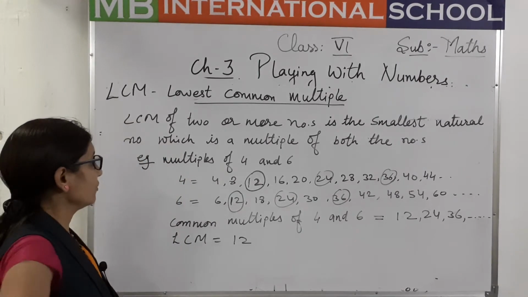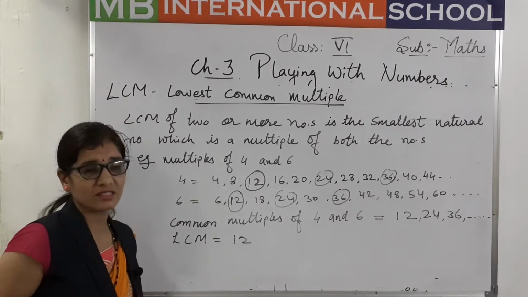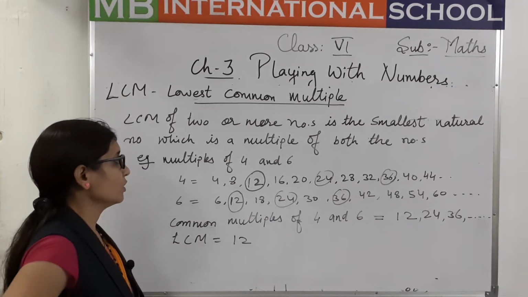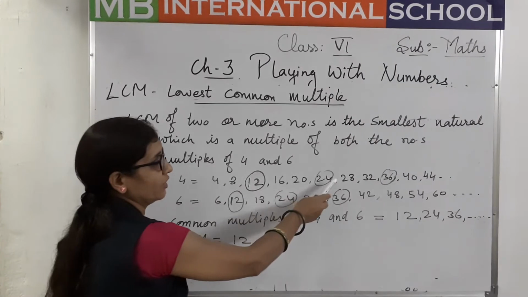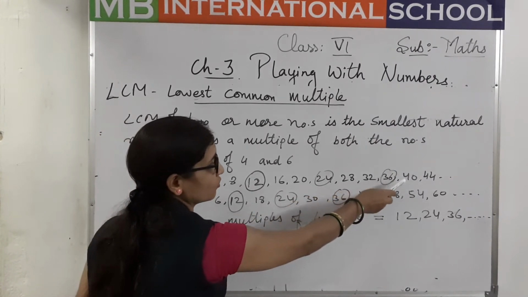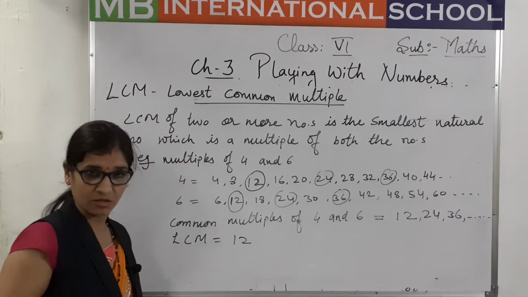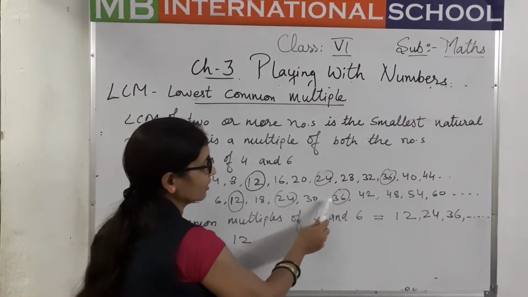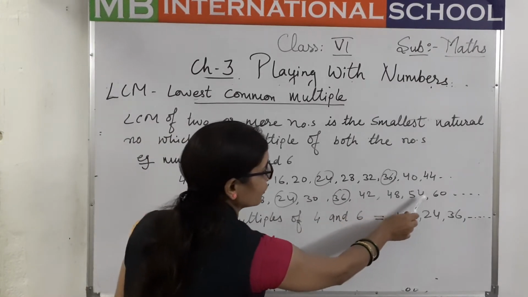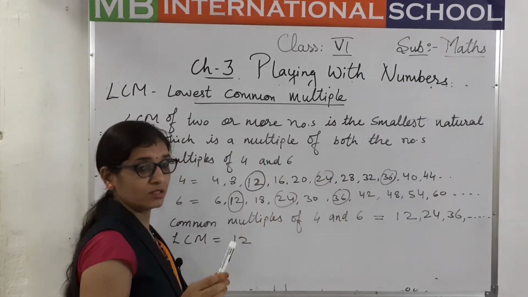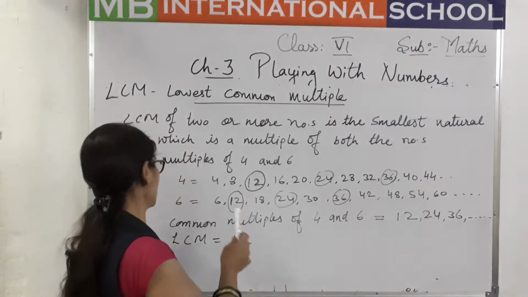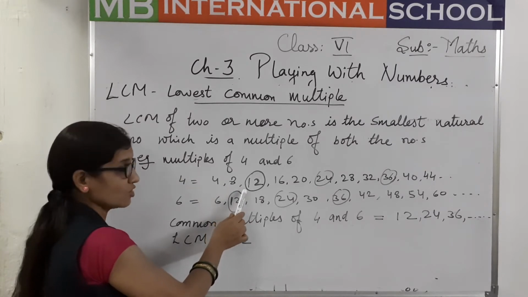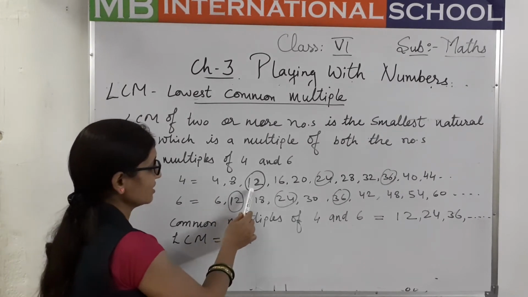For example, numbers 4 and 6. Multiples of 4 are 4, 8, 12, 16, 20, 24, 28, 32, 36, 40, 44, on and on. Now multiples of 6: 12, 18, 24, 30, 36, 42, 48, 54, 60, and on. Multiples are infinite. Now we can see here the first common multiple in both the numbers is 12.